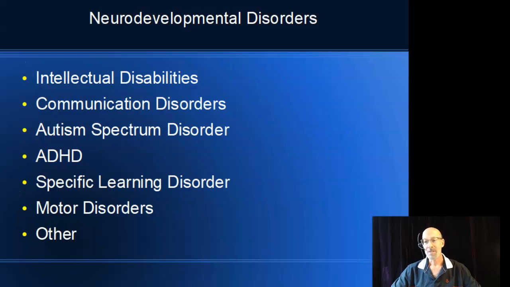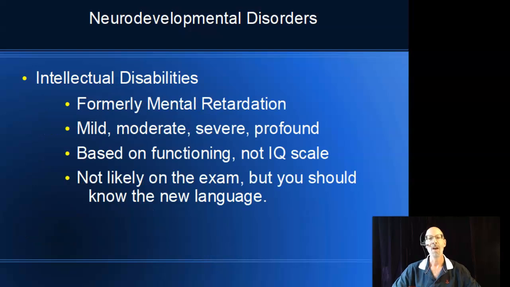So now we're just going to start running through the different diagnoses. I've mapped these out in the order that they are presented in the DSM-5. It starts with neurodevelopmental disorders. These include intellectual disabilities, communication disorders, autism spectrum disorder, ADHD, specific learning disorder, motor disorders, and other.